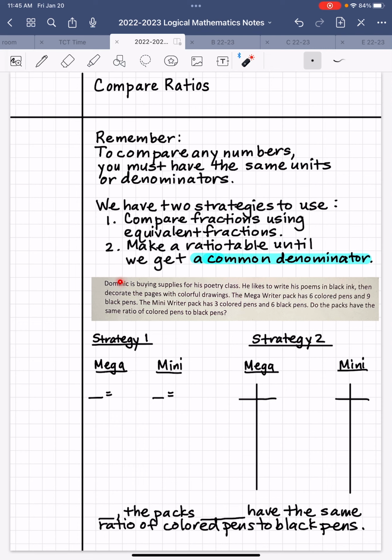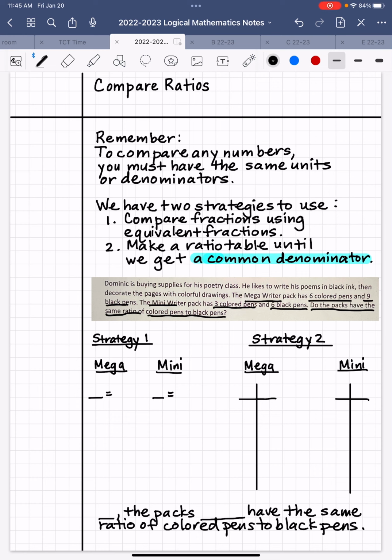So let's deal with this word problem here that allows us to apply comparing ratios. Dominic is buying supplies for his poetry class. He likes to write poems in black ink, then decorate the pages with colorful drawings. The Mega Writer pack has 6 colored pencils and 9 black pens. The Mini Writer pack has 3 colored pens and 6 black pens. The question here is, do the packs have the same ratio of colored pens to black pens? Well, let's figure this out now.